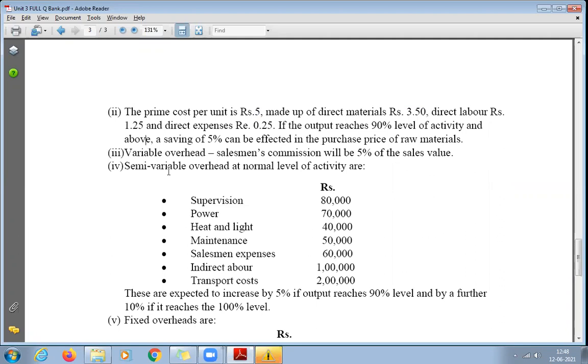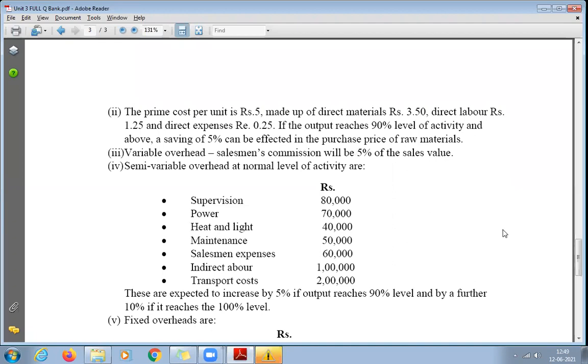Okay. And then he has given us variable overhead, that is salesman's commission. That will be 5% on sale value. What do you mean by sale value? Is it units sold or is it amount of sales? It is sales amount. So how do we get sales amount? Units multiplied by selling price, I'll get sale value. Of that sale value, we have to calculate 5%. And he has not told us for 80%, 90%, 100% separately. That means sales commission is common, so we will calculate 5% for all levels.